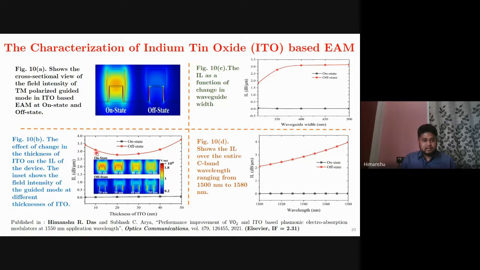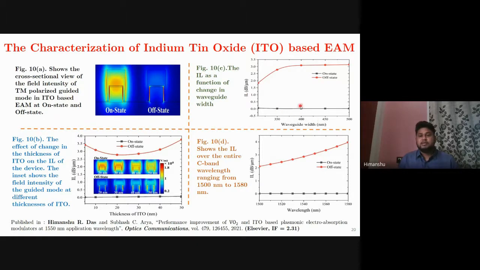The first reason is that to achieve the same amount of difference between the off-state and on-state, we have to go for a higher value of thickness, around 14 nanometer. So with lower thickness of ITO, we are achieving the same difference between the off-state and on-state. Therefore, we are choosing 10 nanometer as the thickness of ITO. And the second reason is that since we are comparing our device with the VO2 based device, where we have chosen 10 nanometer as the thickness of VO2, therefore we have chosen 10 nanometer as the thickness of ITO.